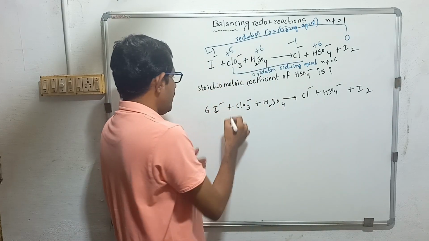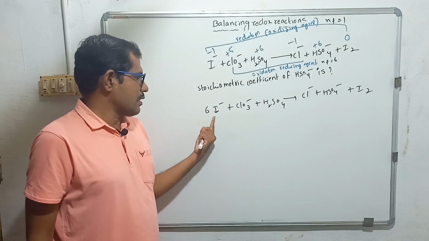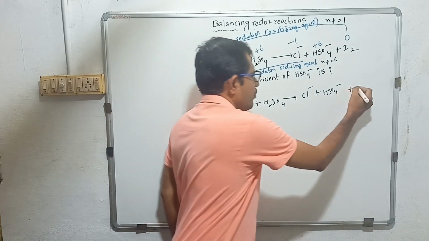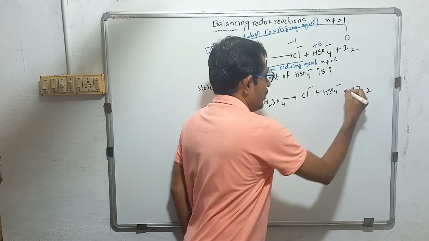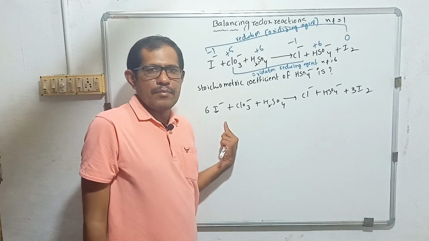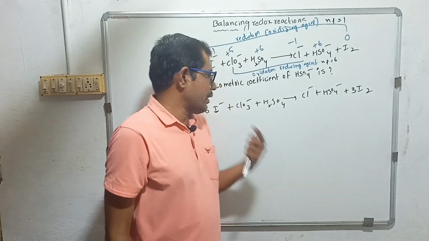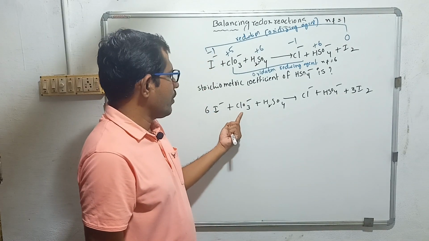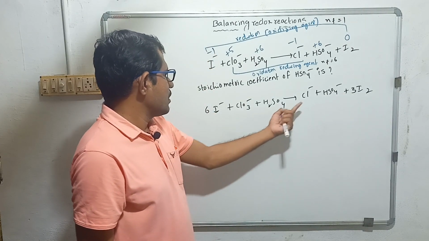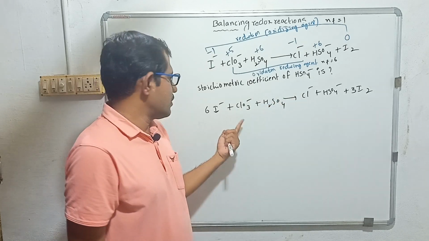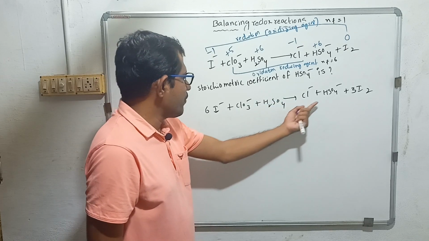Now balance. There are 6I minus over here, so put 3 over here for I2. Coming to ClO3 minus and Cl minus, that is balanced. Coming to the next, the sulfur is balanced.